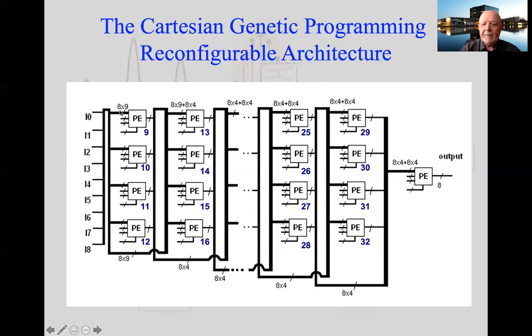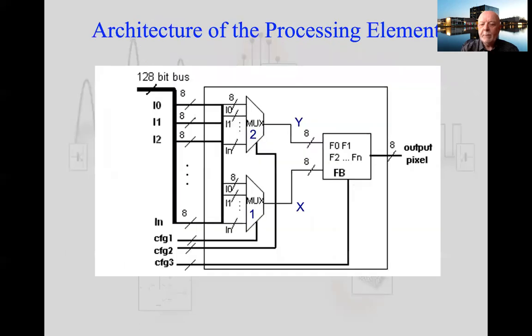The bus size is related to the number of bits, and how big the bus needs to be to carry those bits through. In each column we've got 4 processing elements as we go through the system. So let's look in a bit more detail at each of the processing elements.